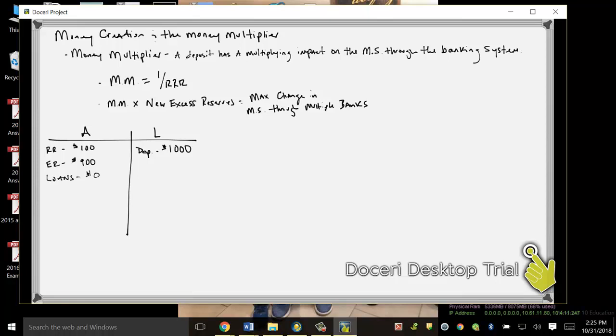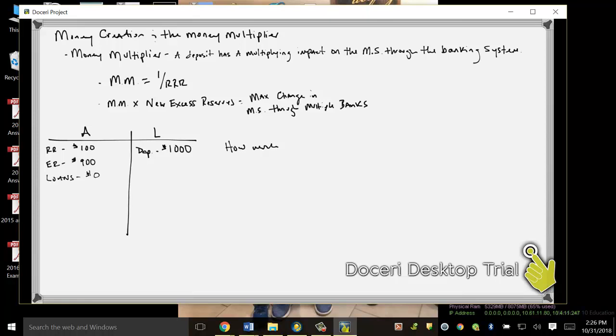Okay? So when a deposit comes into the bank, the immediate impact to the money supply is nothing. The money has not been loaned out yet. But this bank now has the ability to loan out $900. So just this bank alone can increase the money supply by $900 as soon as that money goes from excess reserves to loans.